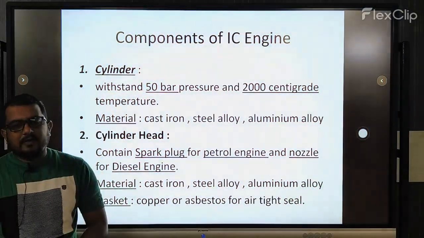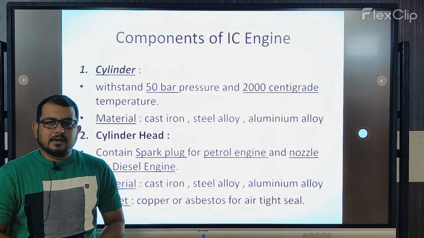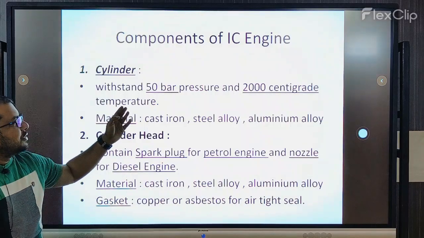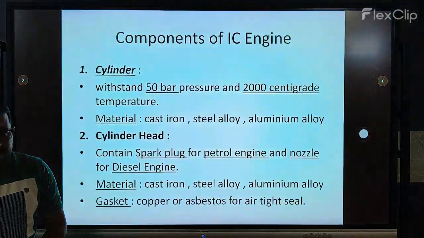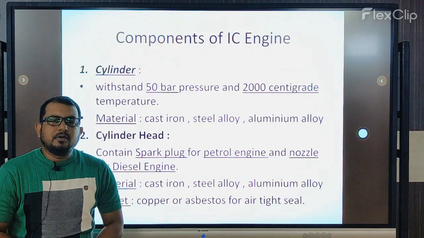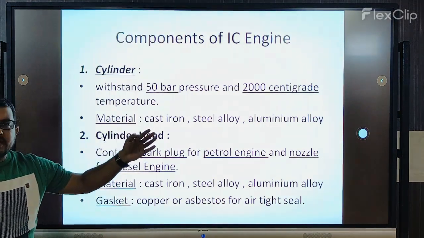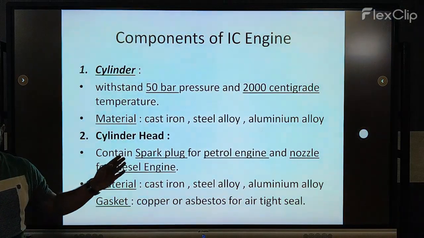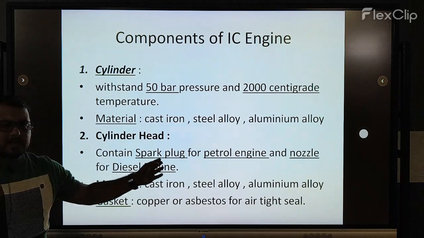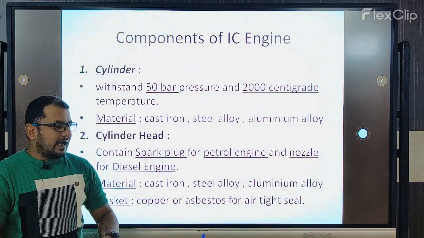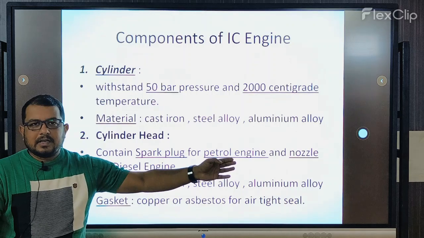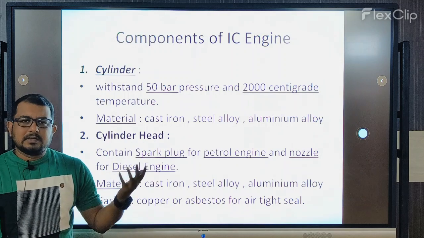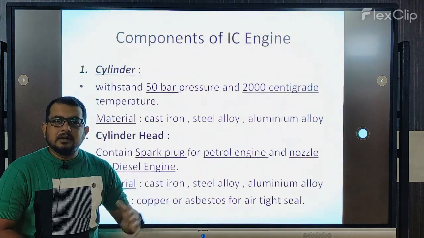So these are the components of an IC engine. We will study them briefly. First is the cylinder. The cylinder can withstand a pressure up to 50 bar and its temperature can go up to 2000 degrees Celsius. It is made of cast iron, steel alloy or aluminum alloy. Second is the cylinder head. The cylinder head contains a spark plug for a petrol engine or a nozzle, that is a fuel injector, in a diesel engine. The material is also the same: cast iron, steel alloy or aluminum alloy.